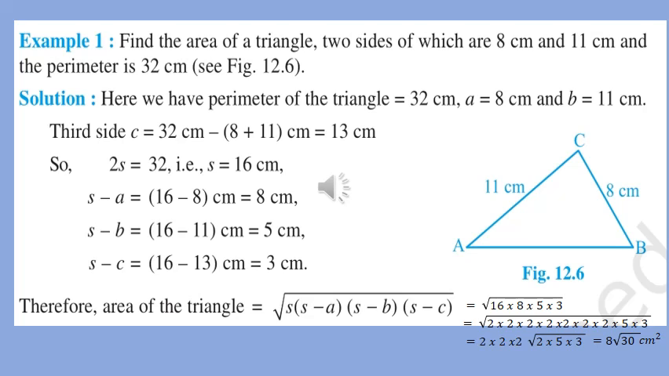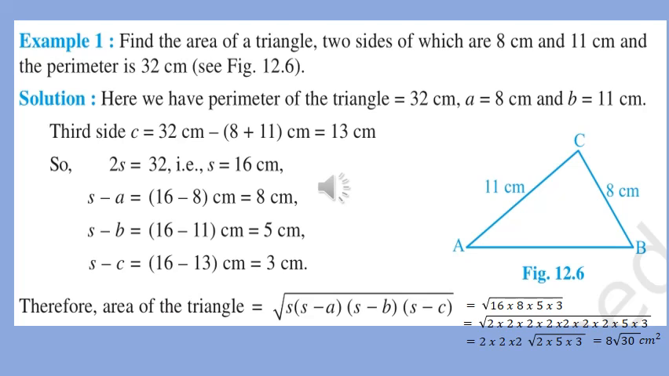And therefore the area of the triangle equals the square root of s into s minus a into s minus b into s minus c. Now substitute the values: 16 into 8 into 5 into 3 centimeter square. Now split up 16, 8, 5 and 3 into prime factors. 16 means 2 into 2 into 2 into 2, and 8 means 2 into 2 into 2, and 5 and 3 are as they are because they are prime.